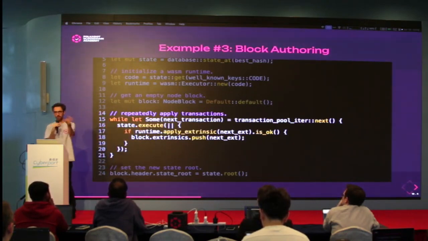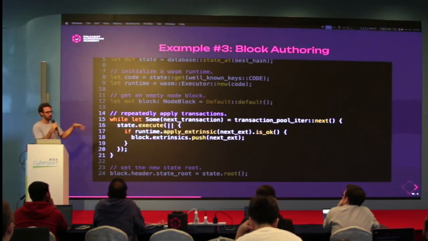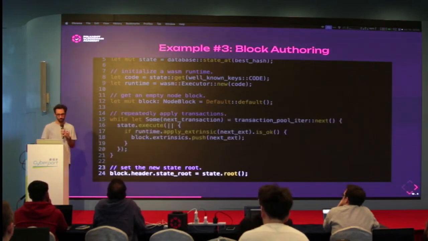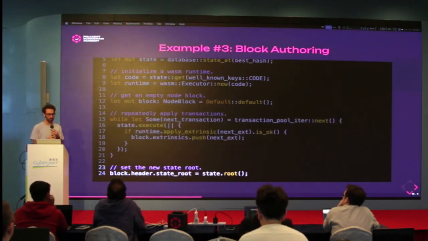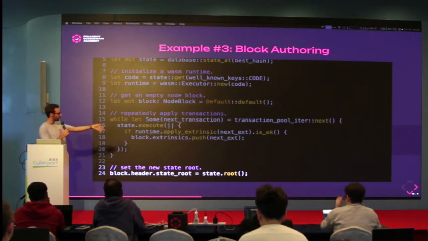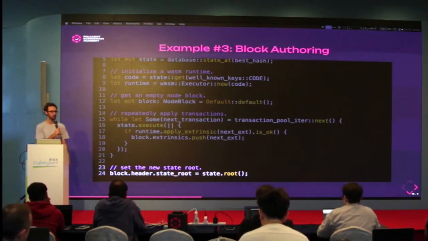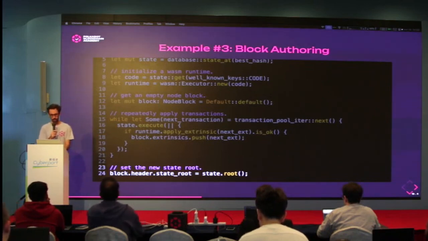There were some questions about how long we do this. This is naively assuming we're doing it infinitely. Of course, in reality, it's not like this. The block size is limited. The runtime at one point might say, enough, you have to stop now. There are many constraints here. And finally, we get the new root of this state that has now been updated, the right-hand side of that equation, and we stick that into the header. We do the same again for extrinsics as well, but for simplicity, I haven't mentioned it here.